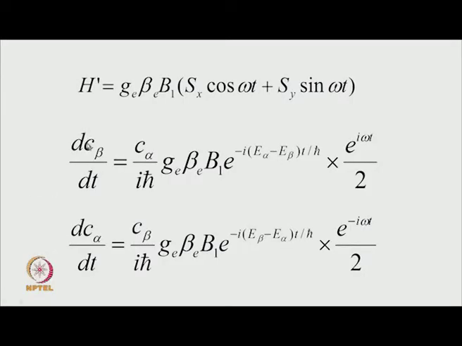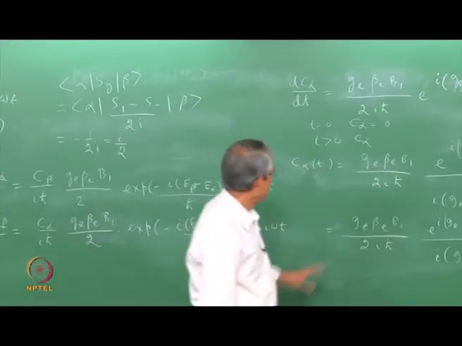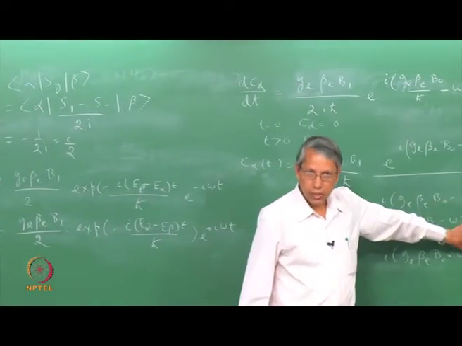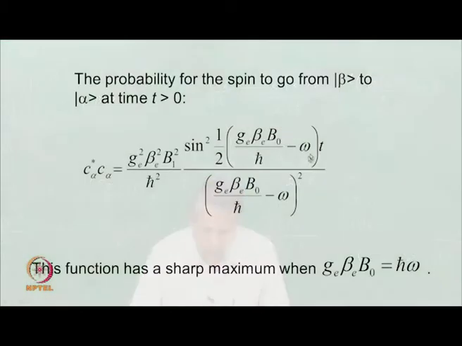Okay, this gives again dC beta by dt in this fashion. Similarly, dC alpha by dt in this fashion, and then if you multiply this with its complex conjugate and simplify it, the equation looks like this. Now, in this equation, see that sine square, and this is the argument inside, and the denominator also has a similar argument. Now, this function becomes very, very large when omega is very nearly equal to g e beta e B0 by h cross.